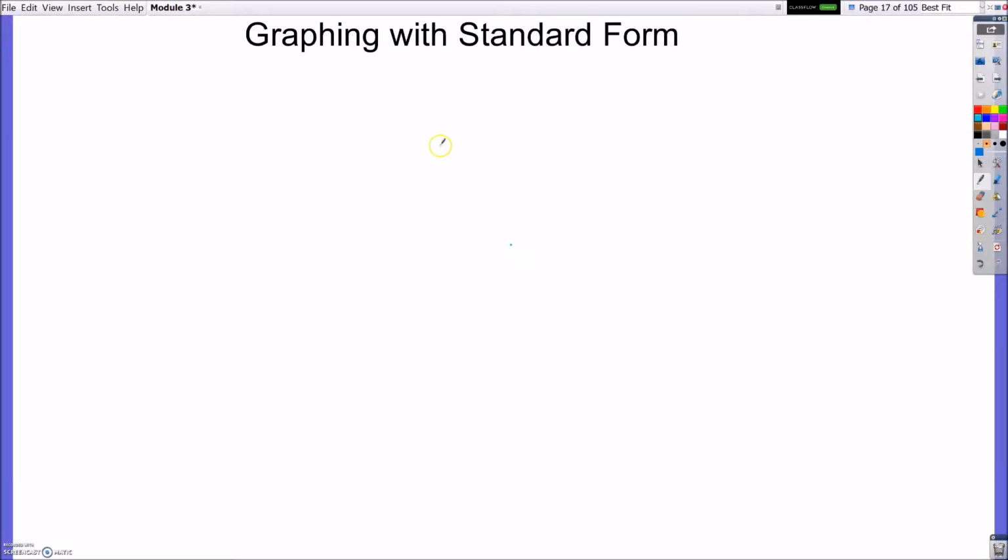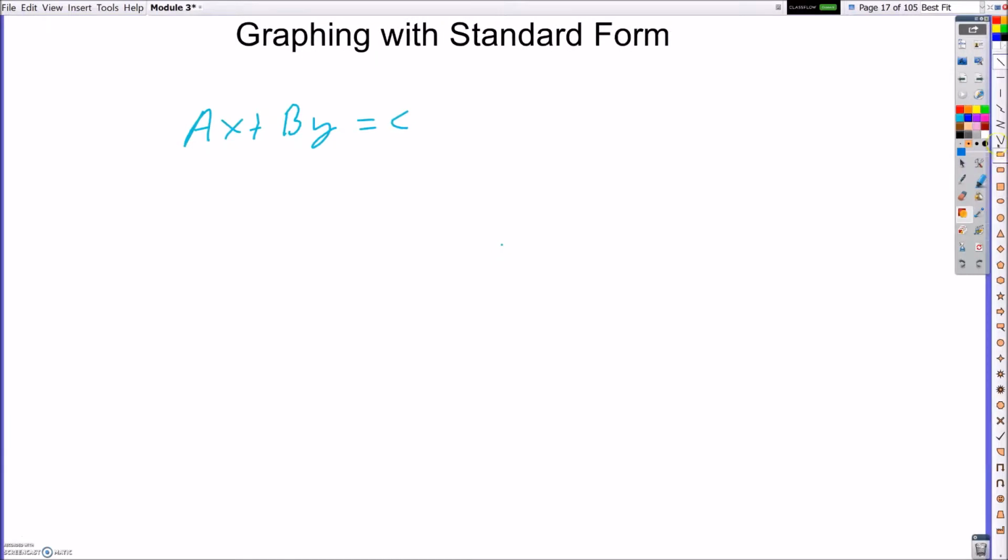Hey guys, today what we're going to do is look at graphing with standard form. So what's the point of Ax + By = C? There's one and only one point why we use it, and it's actually to get two coordinate points on the graph. These two specific points are your x and y intercept. So if this is your graph, what we're trying to do is figure out 2 points.